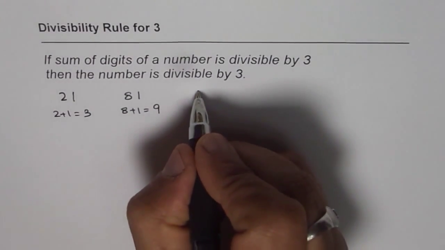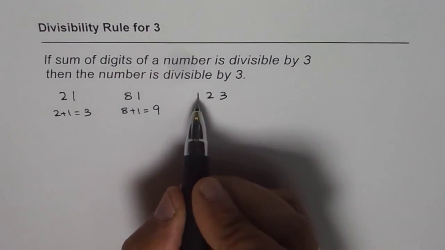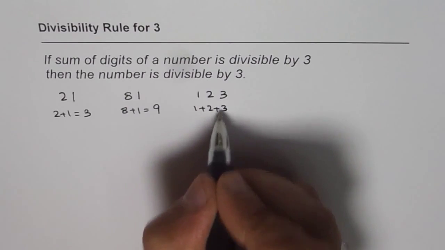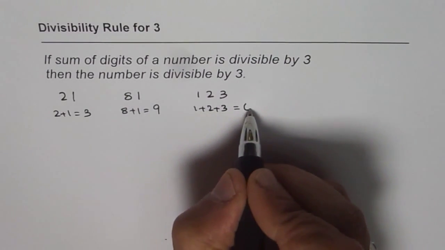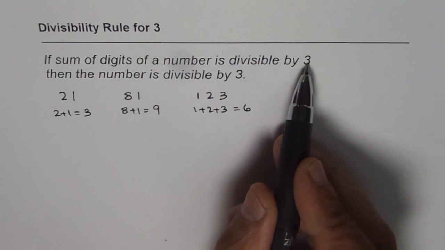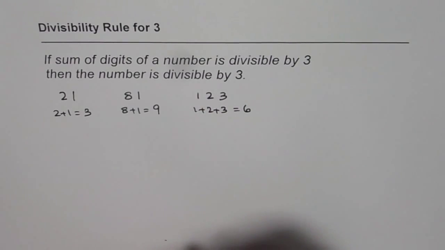Let me take a higher number. 1, 2, 3. Let's add these digits. What is 1 plus 2 plus 3? 1 plus 2 plus 3 is 3 plus 3, 6. Since you can divide 6 by 3, you can also divide 123 by 3.